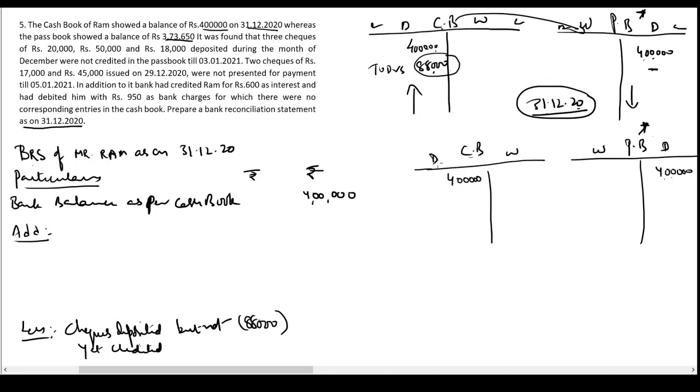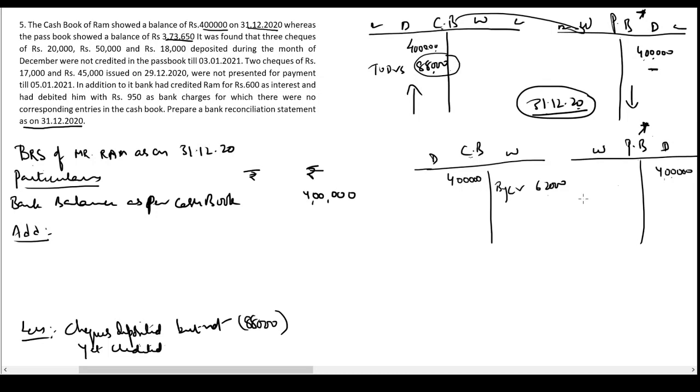Two checks of rupees 17,000 and 45,000 issued on 29 December 20 were not presented for payment till 5th January 21. So 62,000 rupees is the value of the checks which have been issued. As soon as we issue a check, we pass the entry: creditors account debit to bank credit, 62,000. This entry has been passed before 31st December, but the creditors have not presented the check to the bank. They have not withdrawn money from the bank up to 31st December. What they have done after 31st December will not impact the balance as on 31st December.